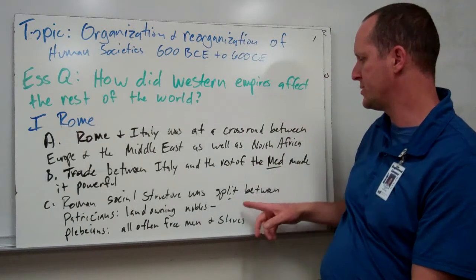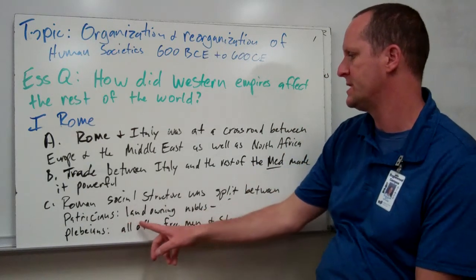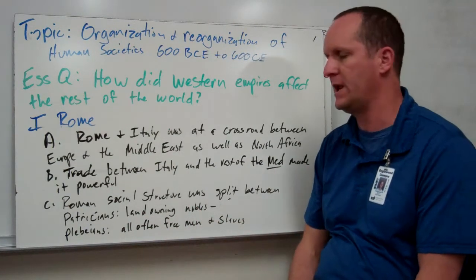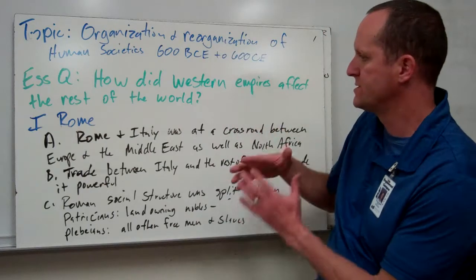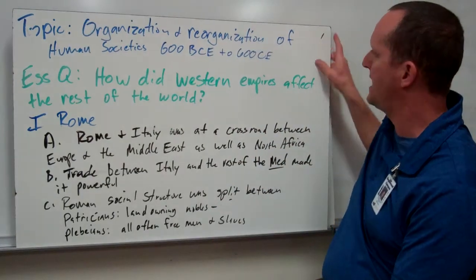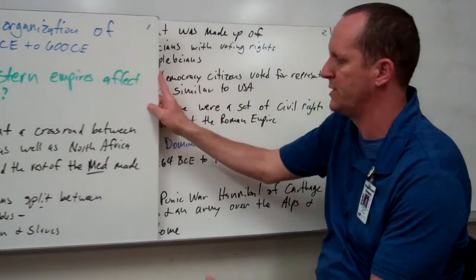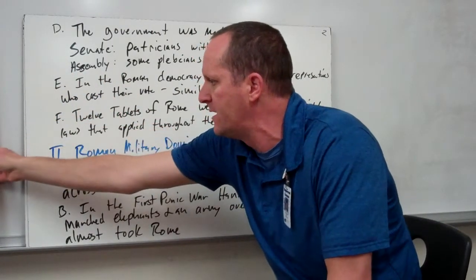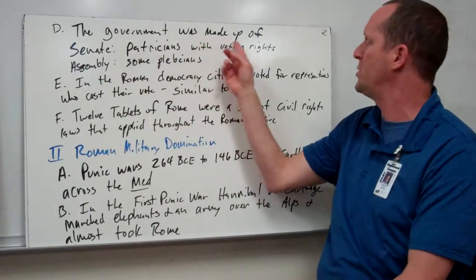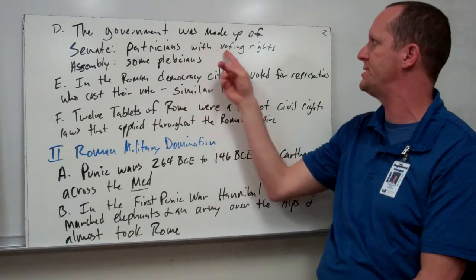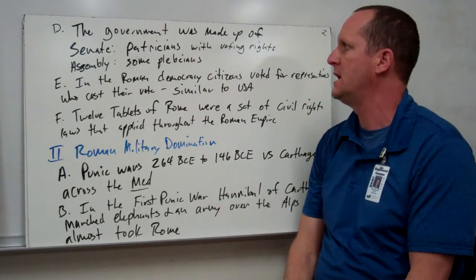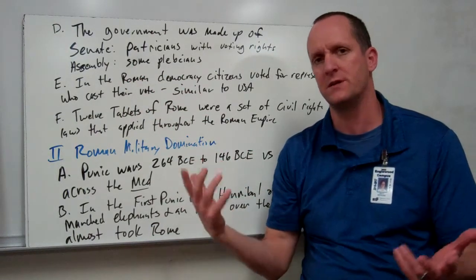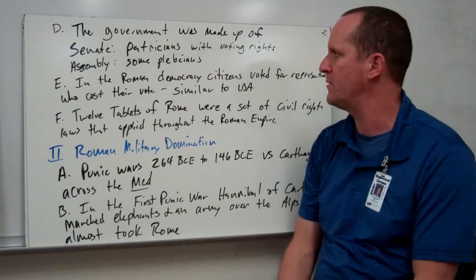Roman social structure was split between the patricians, the landowning nobles, and the plebeians, all other free men and slaves. So there was this split in society, and this political split determined how people were classified during this time. The government was made up of a senate, patricians with the voting rights, an assembly, which were some plebeians, and obviously slaves didn't have very many rights.